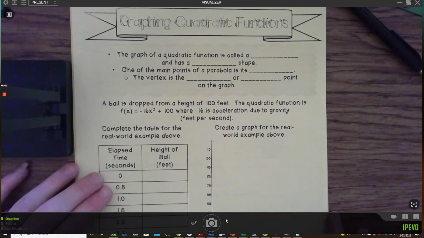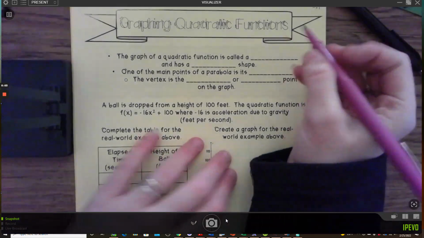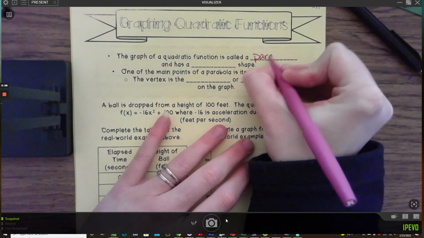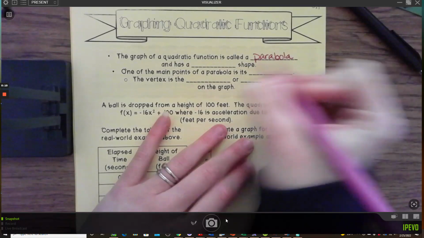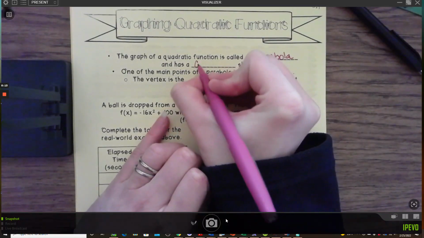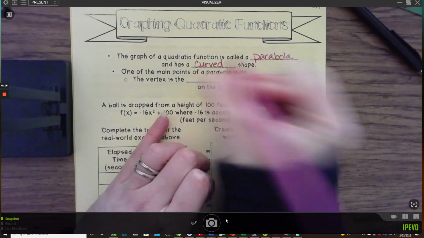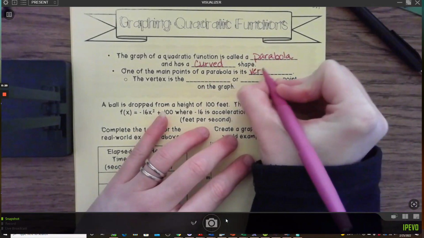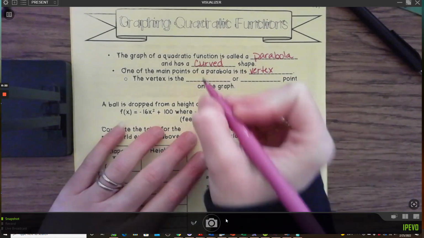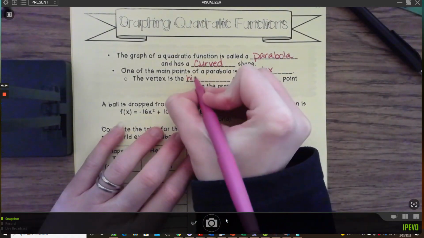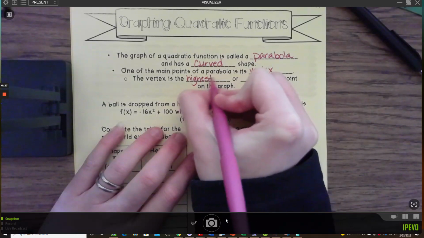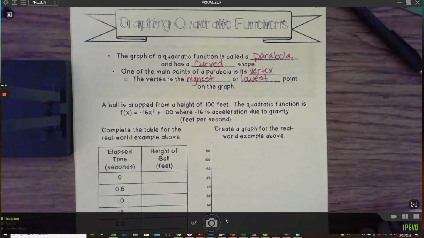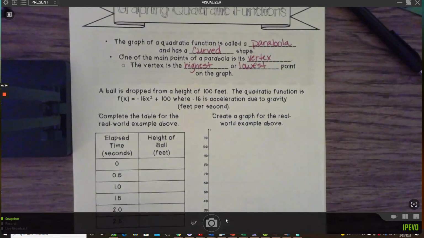This video is for graphing quadratic functions. The graph of a quadratic function is called a parabola and has a curved shape. One of the main points of a parabola is its vertex. The vertex is the highest or lowest point on the graph.